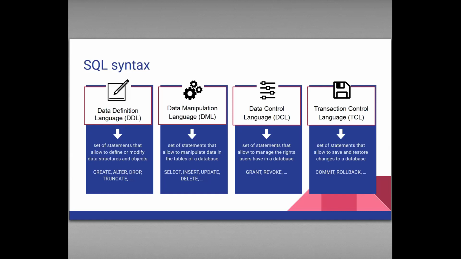And last but not least, the TCL comprises a set of statements that allow us to save and restore changes to a database. When working in real life, some changes are not saved automatically, so you have to tell the computer what you wish to happen, and you can do this with a commit. So changes are saved, and once you've committed some changes, you cannot undo them. And rollback will let you make a step back, so to say. It reverts you to the last non-committed state.